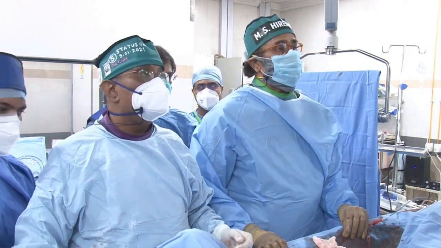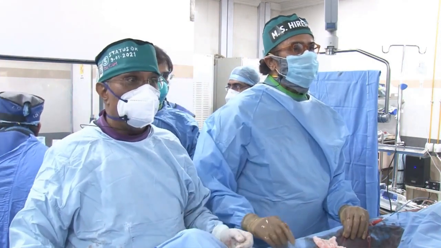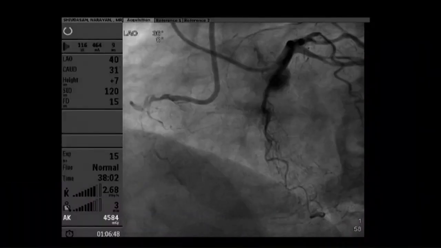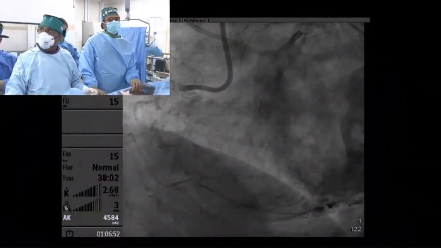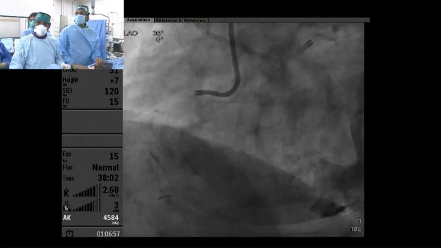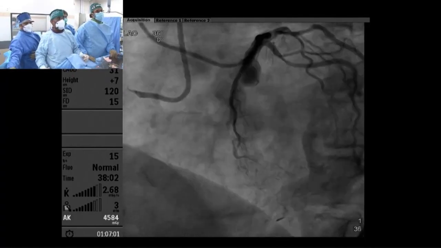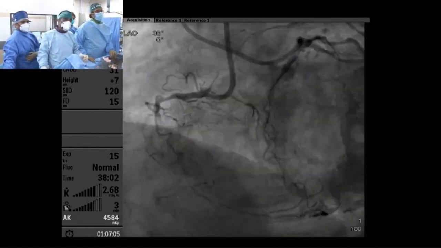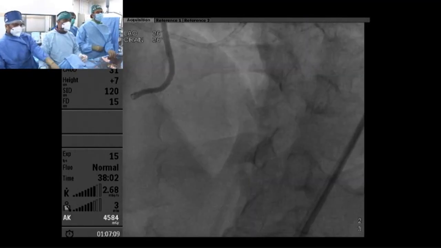So we will show you the right coronary angio, run number one. We are with a simultaneous Judkins catheter in the left ostium. With me is Dr. Makhale and Dr. Salil and the entire Ruby Hall team. So this is a simultaneous injection together, and you can see the distality of the right artery.